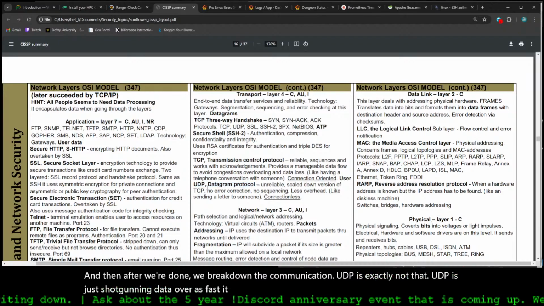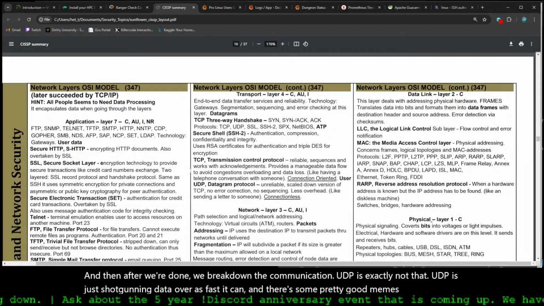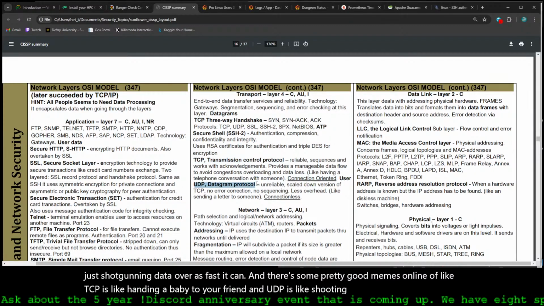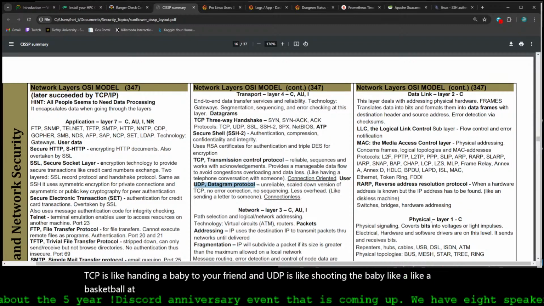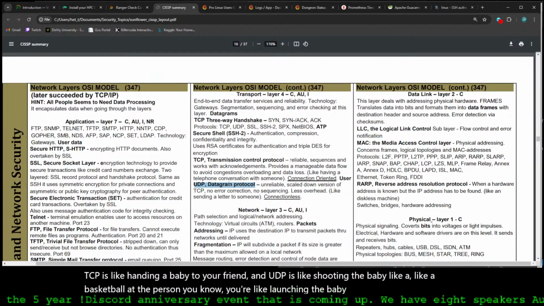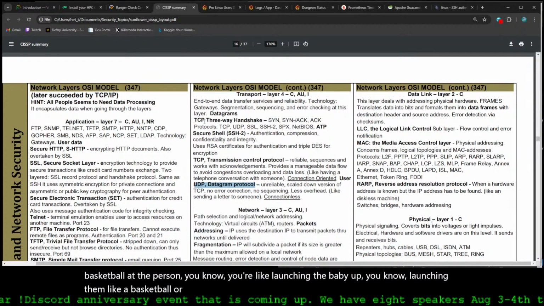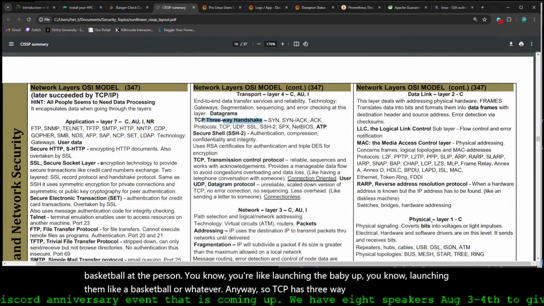And there's some pretty good memes online of like TCP is like handing a baby to your friend, and UDP is like shooting the baby like a basketball at the person. You know, you're like launching the baby up, launching them like a basketball or whatever. Anyway, so TCP has a three-way handshake. There's the SYN, the SYN-ACK, and the ACK.